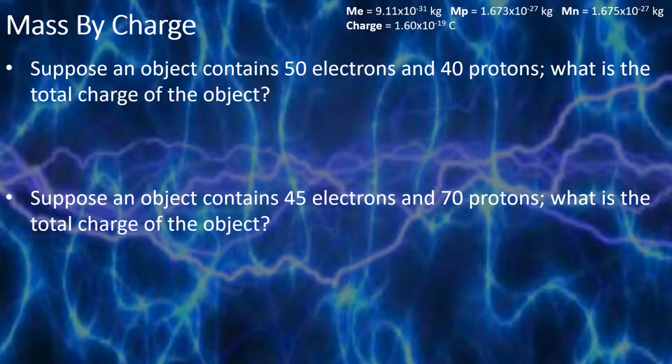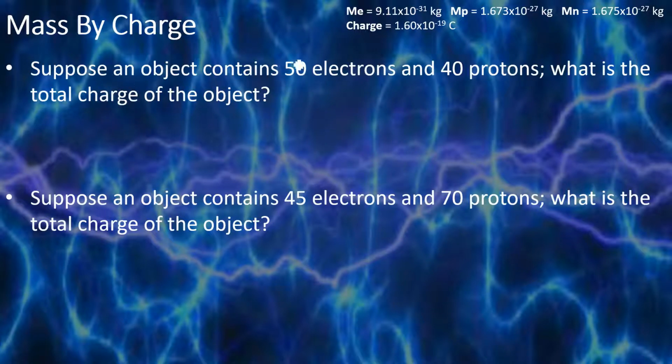Let's go ahead and take a look at some problems that have to deal with charge. So at the top right, I have written the mass of an electron, the mass of a proton, and the mass of a neutron, as well as charge. And we would probably want to go ahead and store some of these values into variables on our calculator just for handy usage. All right, so let's take a look.